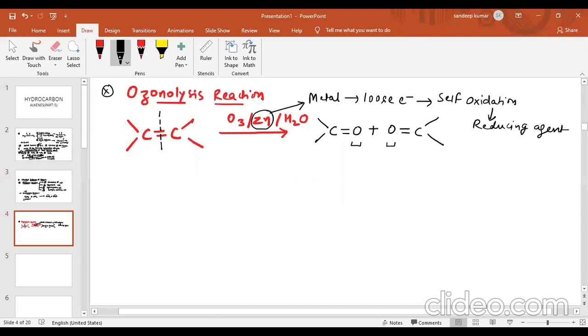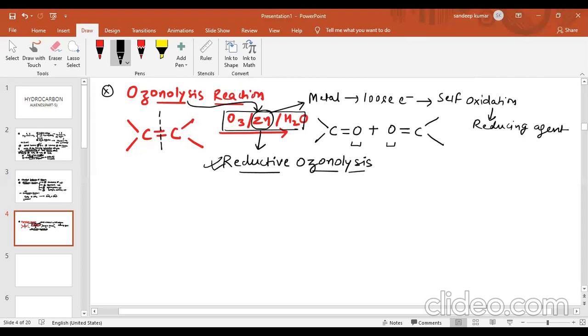So we can say if the ozonolysis reaction is in presence of zinc, then this is basically reductive ozonolysis. We call it reductive ozonolysis because zinc acts as a reducing agent. So please remember, if ozonolysis takes place in presence of zinc, then it is reductive ozonolysis.